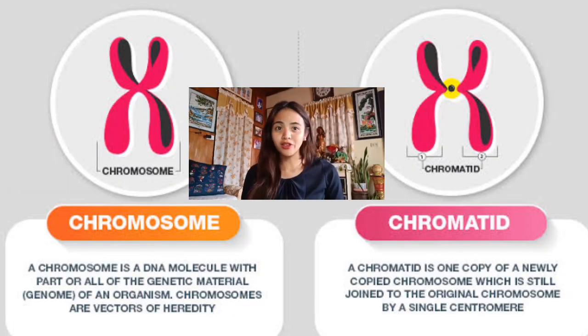So, what do you think is the difference between chromosome and chromatids? A chromosome is a long thread-like structure made of DNA and associated with proteins called histones, while chromatids are the two identical copies of DNA that make up a replicated chromosome.